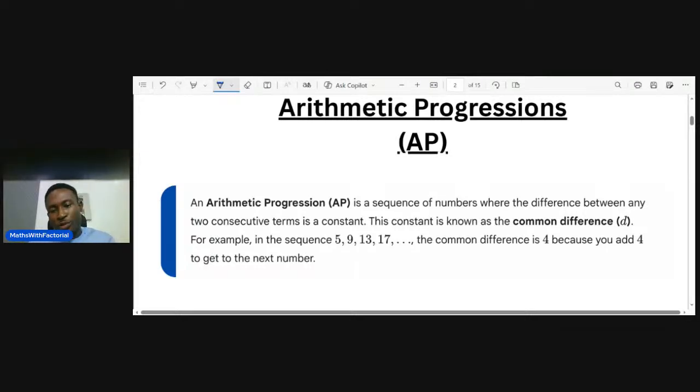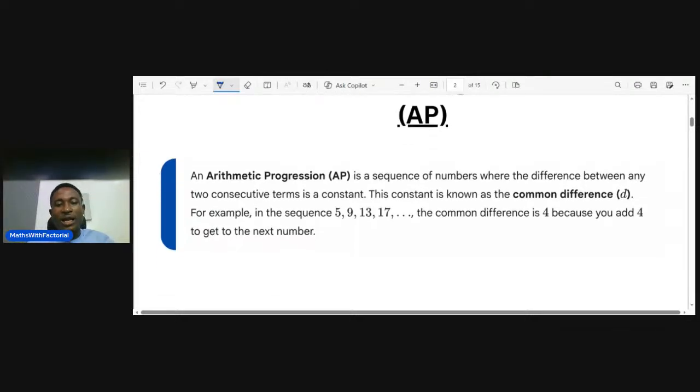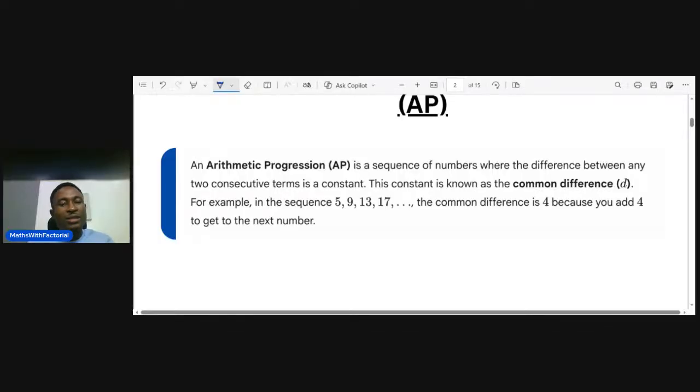So for example, in this particular slide, I have 5, 9, 13, 17. 5 and 9 are what? Two consecutive numbers because they are following each other. So 9 is following 5. That's what I mean by consecutive numbers. So arithmetic progression is talking about how the difference between two consecutive numbers is always constant, right? So in this case, for instance, we have 5, 9, 13, 17. Who can tell me what's the difference between these numbers?